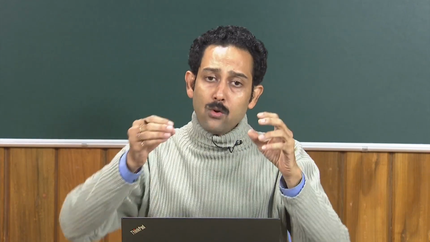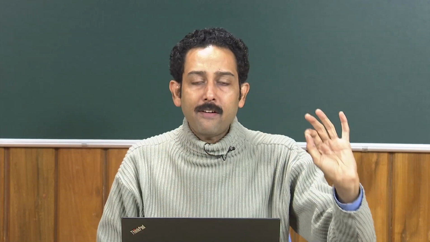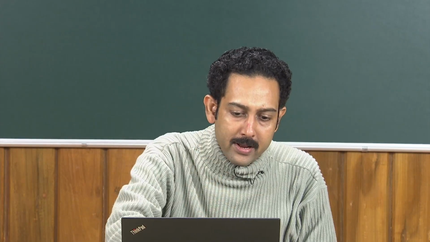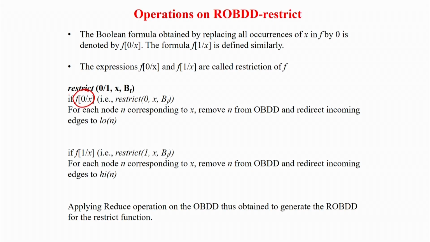Restrict means you fix the value of a variable at 0 or 1 and try to study the BDD itself. So restrict 0 or 1. If I want to restrict x to 0, what do we have to do? If there is any node corresponding to variable x, you eliminate that node and redirect all incoming edges to low of n.